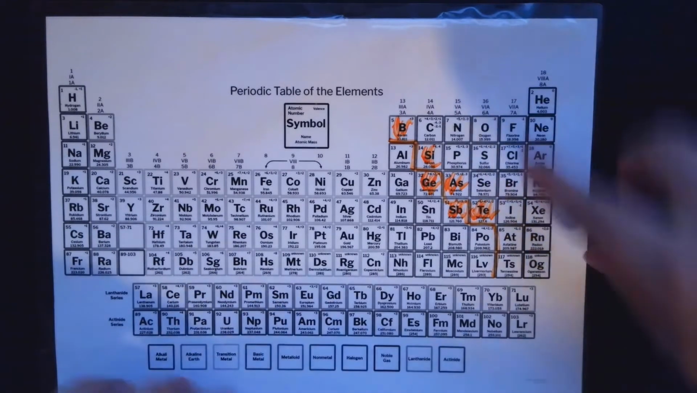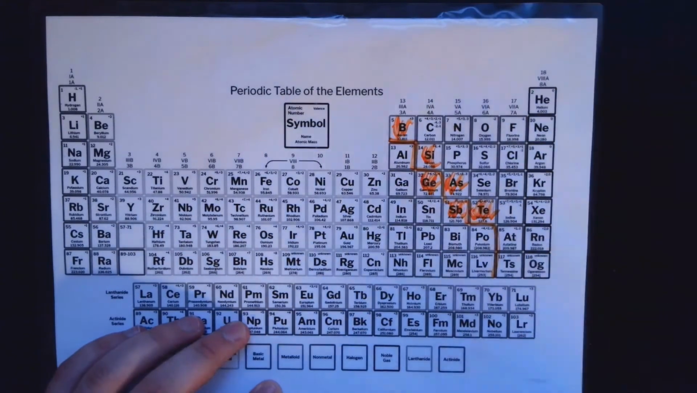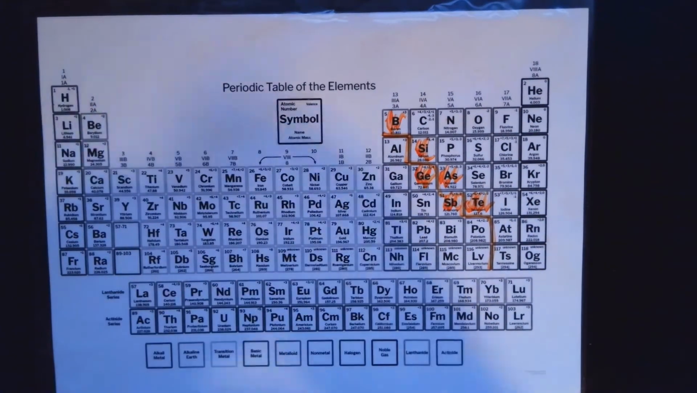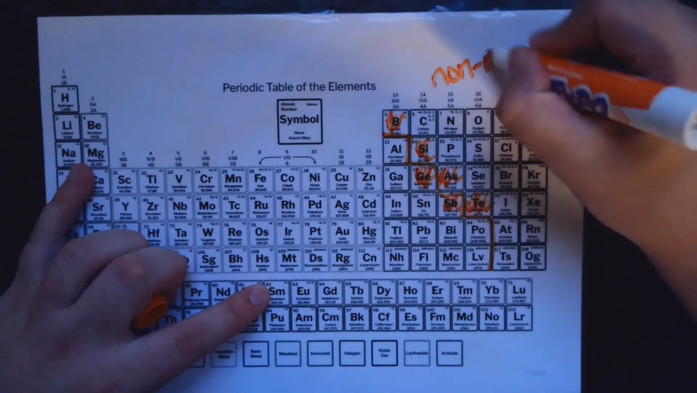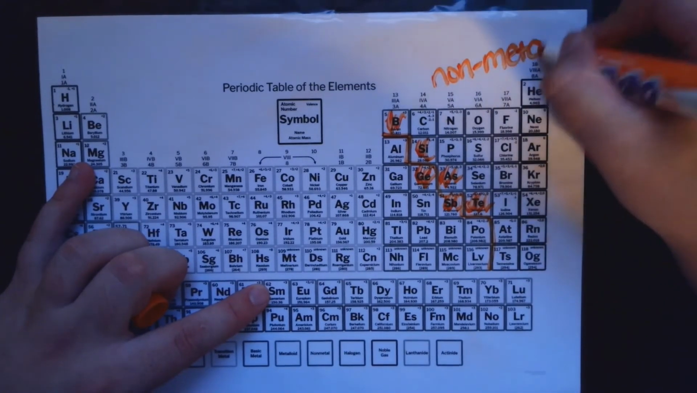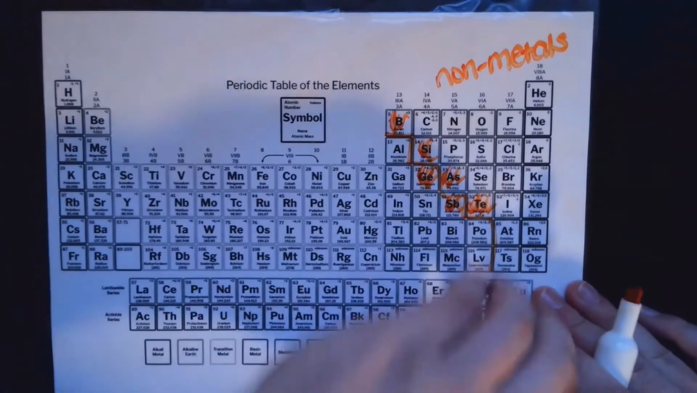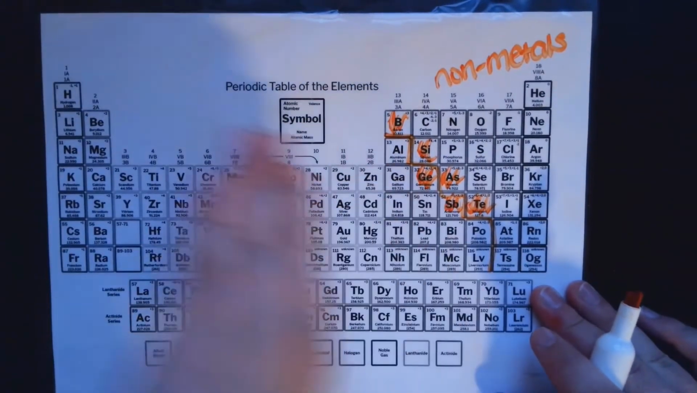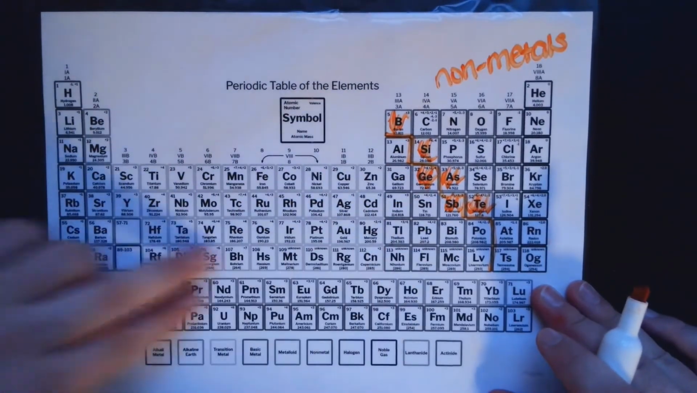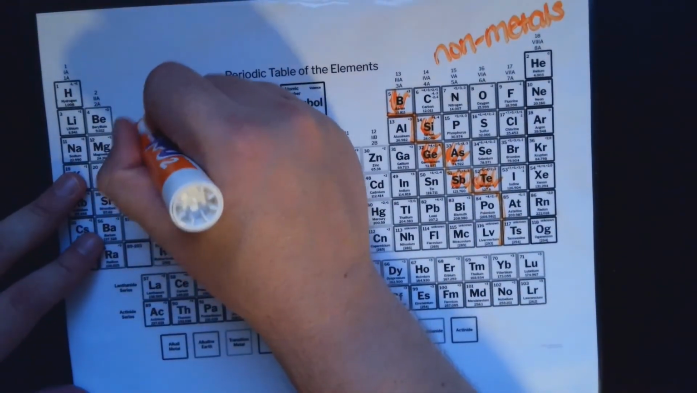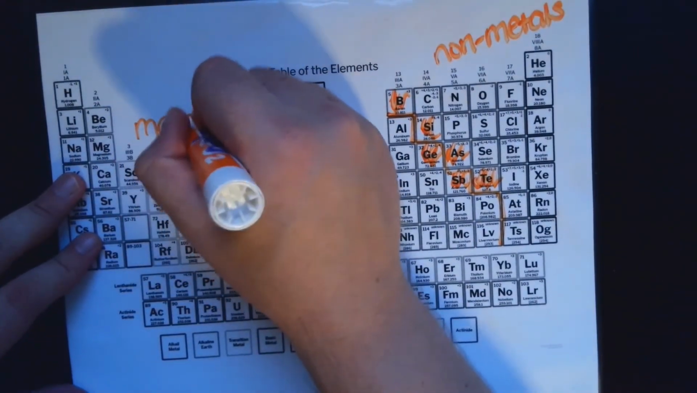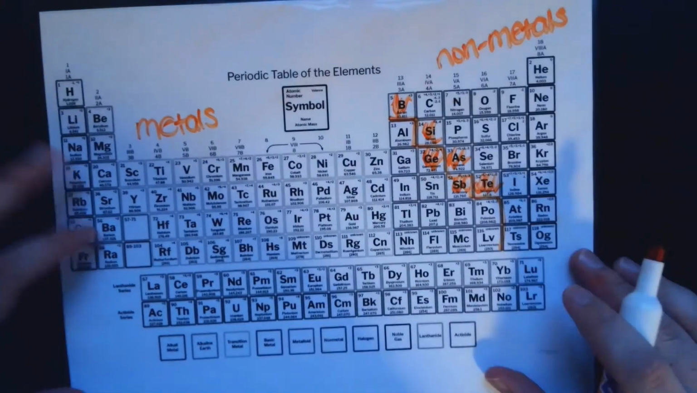Basically, everything to the right of the semi-metals are non-metals. So we have non-metals over here. Everything else on the periodic table, so everything to the left, including these two series down here, the lanthanide and actinide series, are all metals. As you can see, the vast majority of elements are metals.